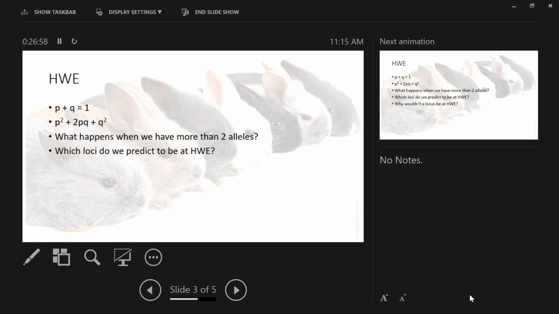And so really, to sum this up, what loci do you predict to be at Hardy-Weinberg equilibrium? Any loci that are not actively transcribed. Okay? Any loci that are not actively transcribed. And then the last question, why wouldn't a locus be at Hardy-Weinberg equilibrium?